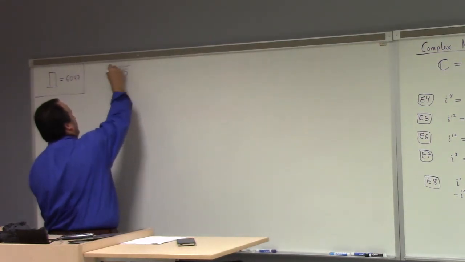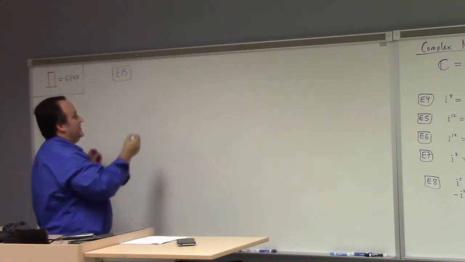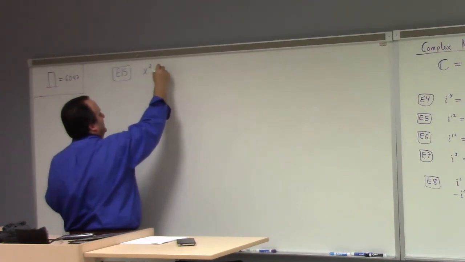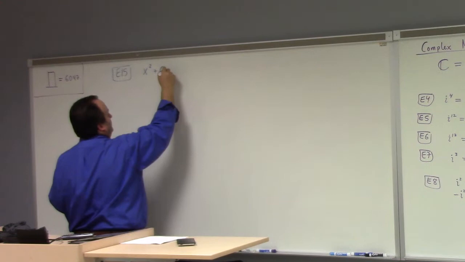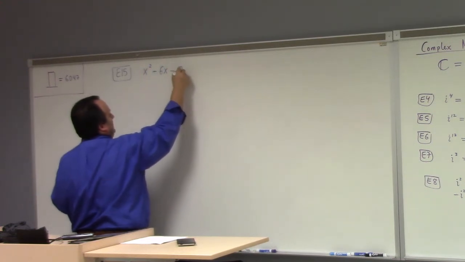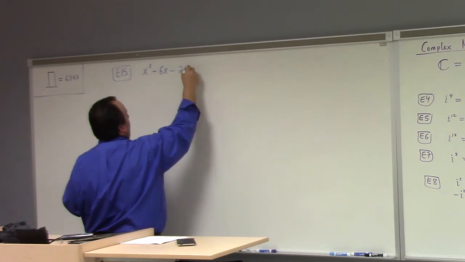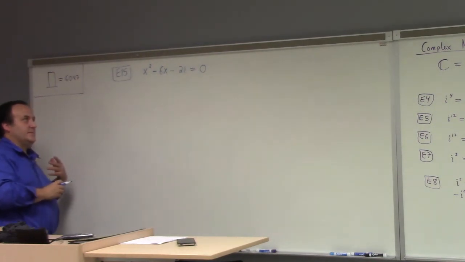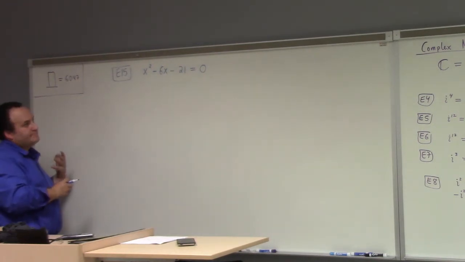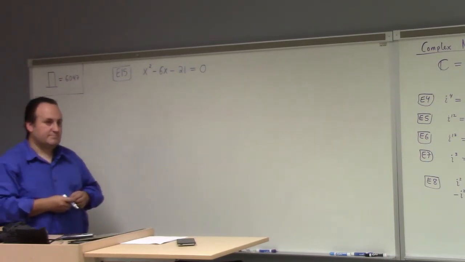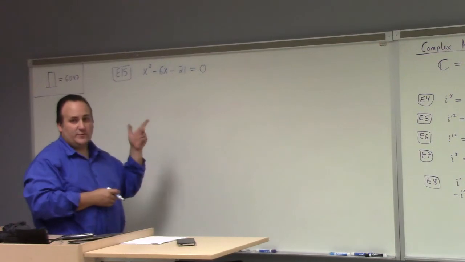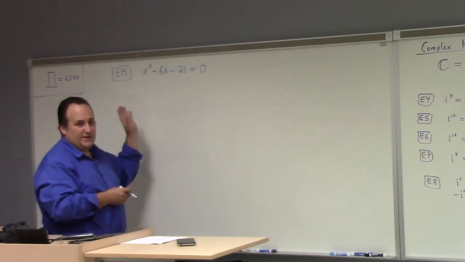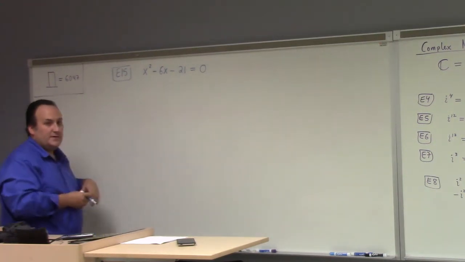So let me do it on an example here. Example 15. Suppose we're faced with x squared, let's say minus 6x minus 21, equal to 0. Now, first of all, factoring is not going to work for this one. Factors of 21 are like 3 and 7 or 1 and 21, right? Neither of those give you a 6 from the sum or difference. So just plain old integer factoring is not going to work here. So we should use something else.